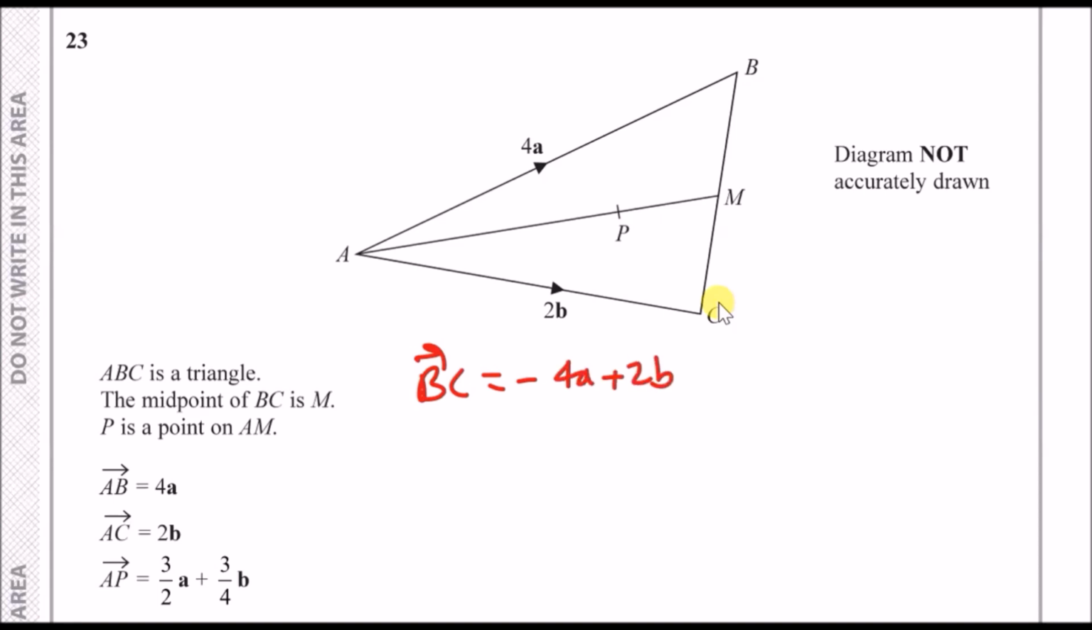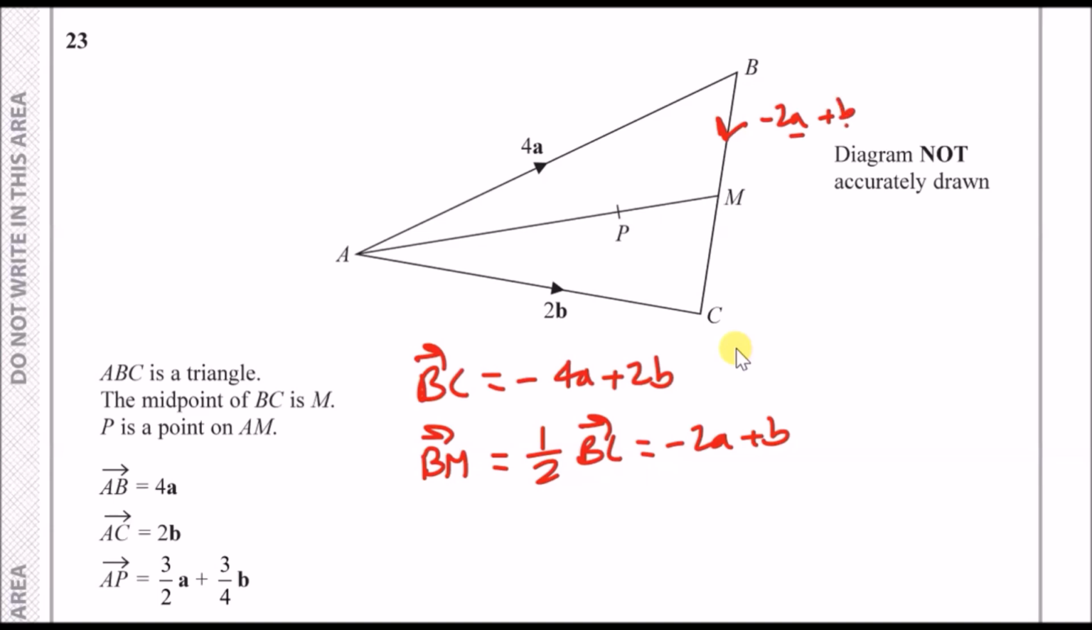And then another thing we can note is that M is the midpoint of B to C. So what that essentially means, guys, is that if you want to go from B to M, that's exactly half the distance from B to C, right? So we say that's half of B to C. So all you do is literally halve BC. So half of BC is just minus 2a plus b. And when you do that, you can just write an arrow here, an arrow from B to M, which is minus 2a plus b.